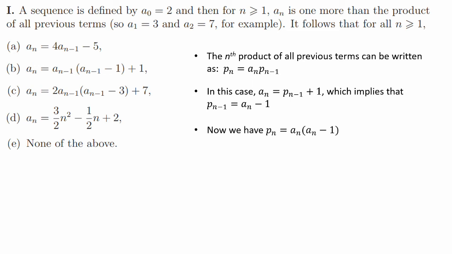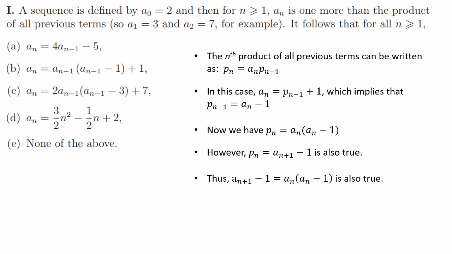By replacing this in the original formula, we have p sub n is equal to a sub n times the quantity a sub n minus 1. However, we also know that p sub n is equal to a sub n plus 1 minus 1. All we did to get this is we shifted the indices of the n's by 1.